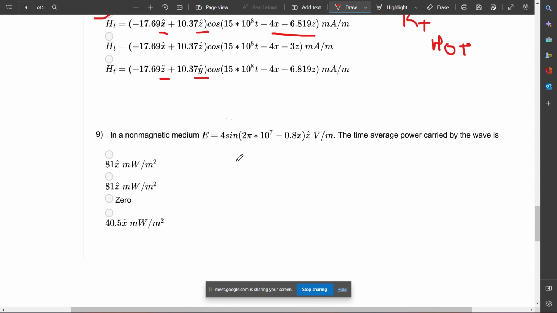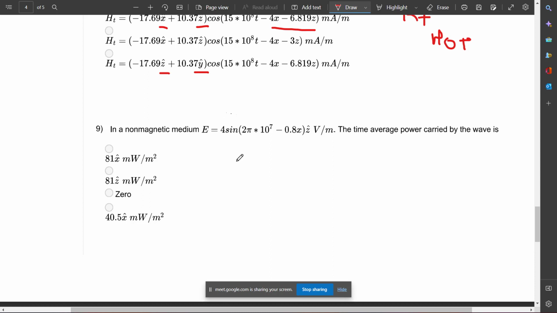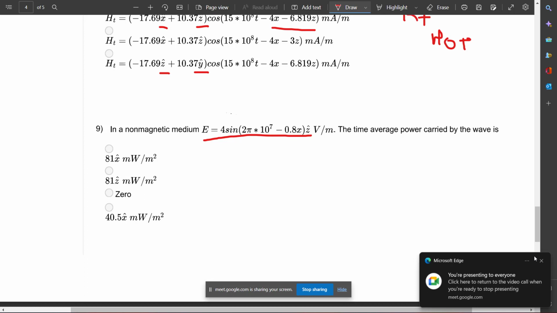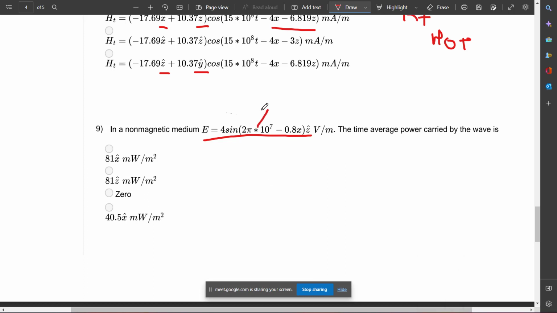Okay, let's go to question number 9. In a non-magnetic medium, E is equal to 4 sine (2 pi cross 10 to the power something minus 0.8 x) z cap volts per meter. The time average power carried by the wave is asked. Here 2 pi cross n is omega t, 0.8 is k, our direction of propagation is x, and 4 is E naught. So the average power carried by the wave is asked. Can someone tell me how to solve this one?